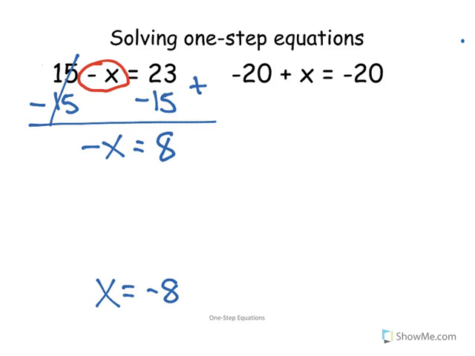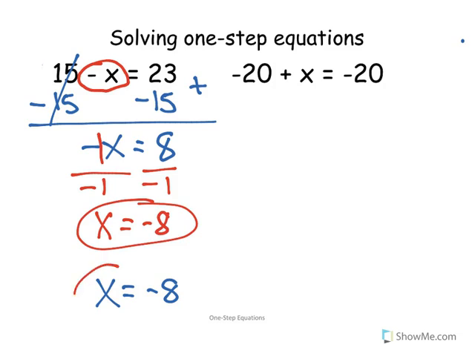Well, we really want to say that that negative x is really negative 1x, and we talked about this with the distributive property earlier. And what am I going to do now on both sides? Well, we're going to get to that a little bit later. You're going to divide both sides by the coefficient, which is negative 1. So negative 1x divided by negative 1 is just x, and 8 divided by negative 1 is negative 8.